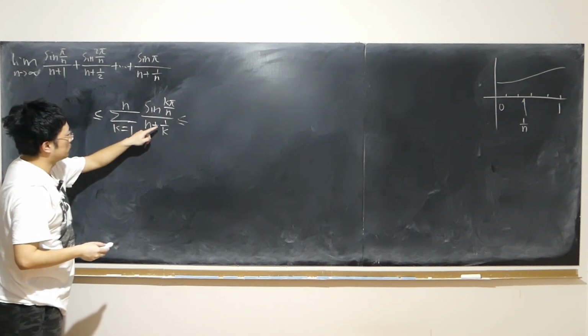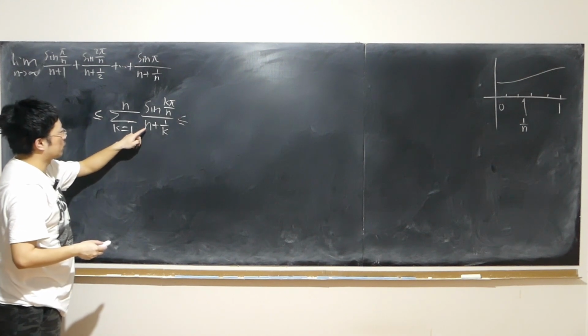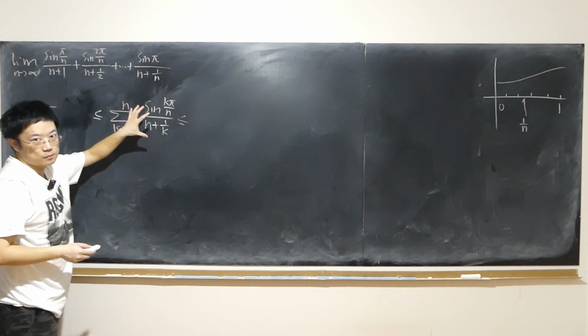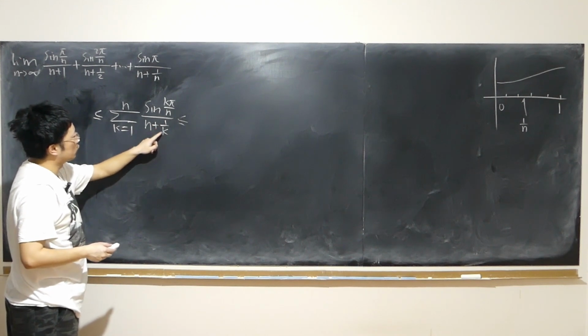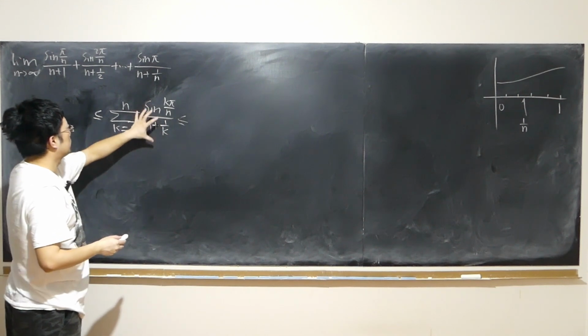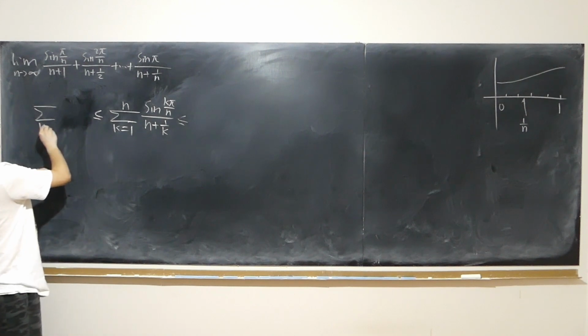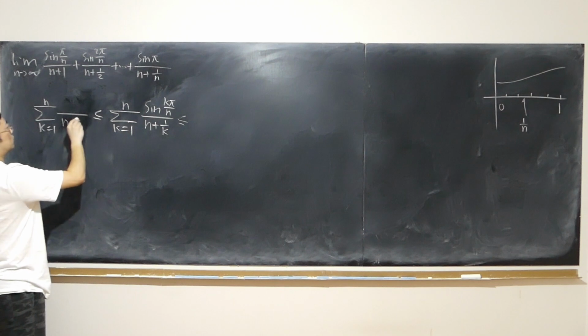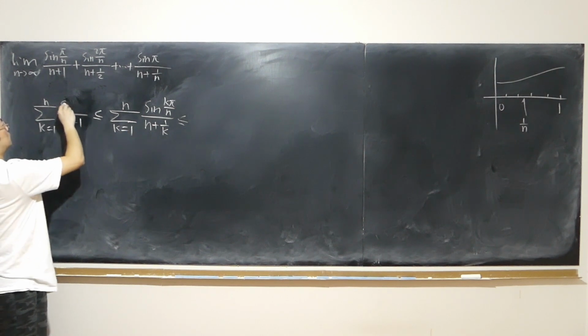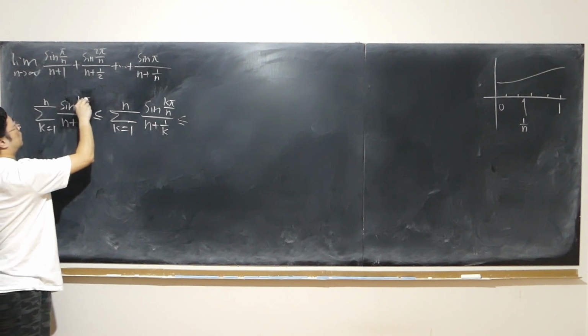So as long as we make the bottom a little bit bigger, then the whole thing will become smaller. So maybe I can just replace every 1 over k with 1. That way we get the sum over n plus 1 of sine k pi over n.